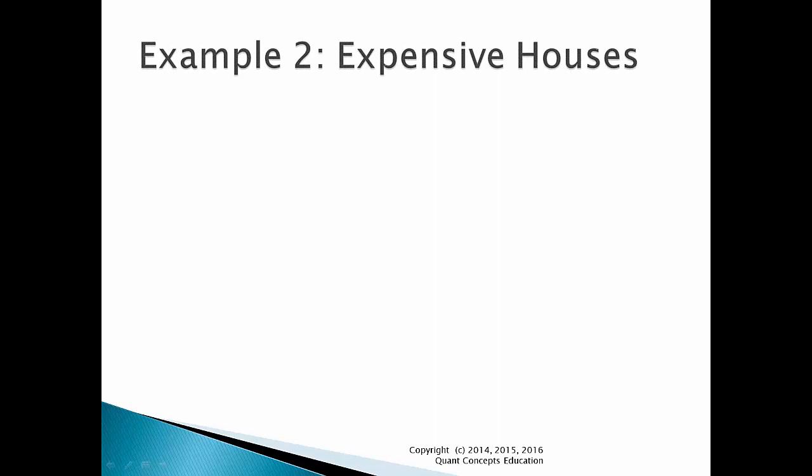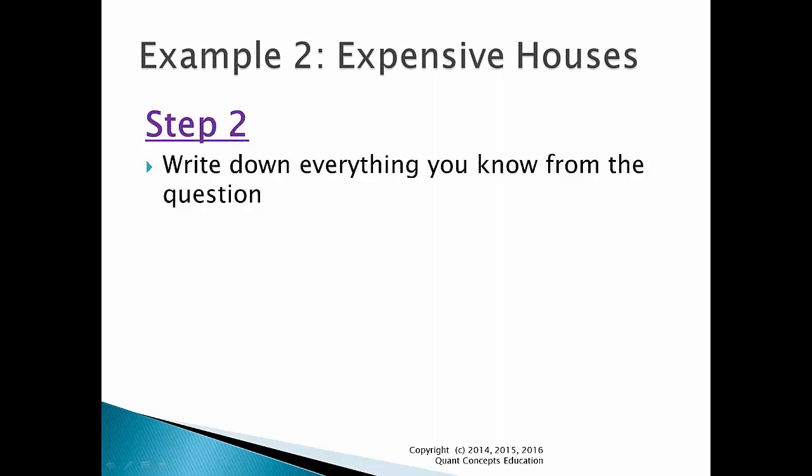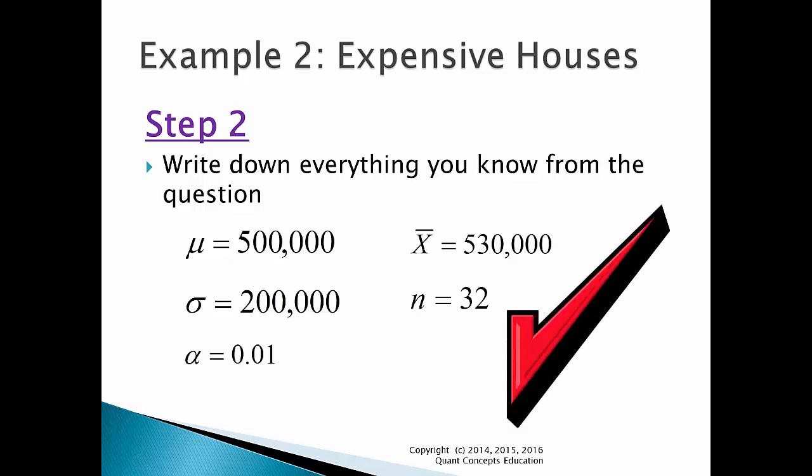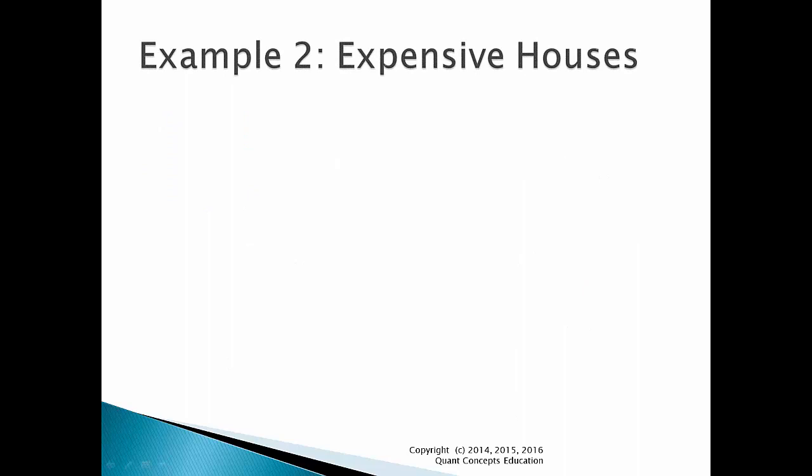Moving on to step 2. Write down everything you know from the question. We know that the hypothesized population mean, mu, is equal to 500,000. The sample mean of house prices is 530,000. The standard deviation of house prices is 200,000. The sample size n is equal to 32, and the significance level alpha is equal to 1%. Done and done.